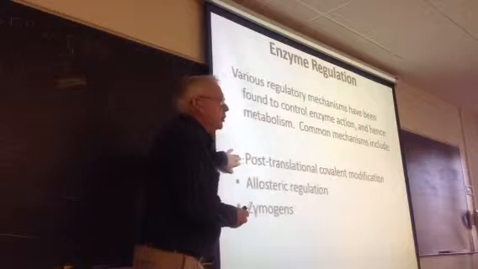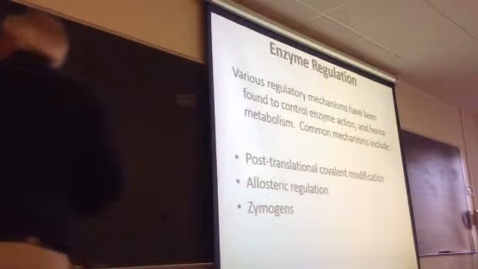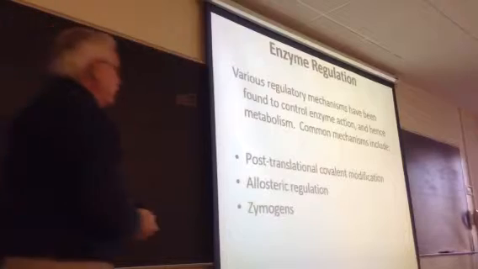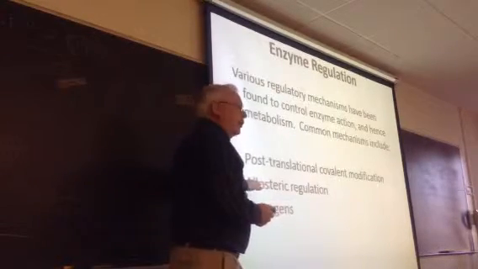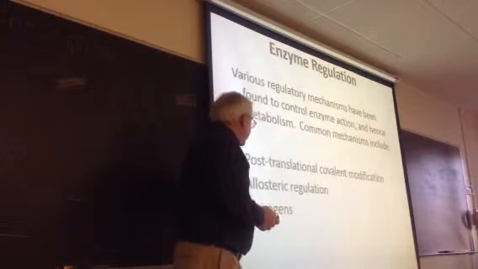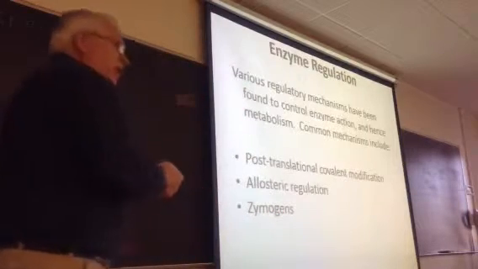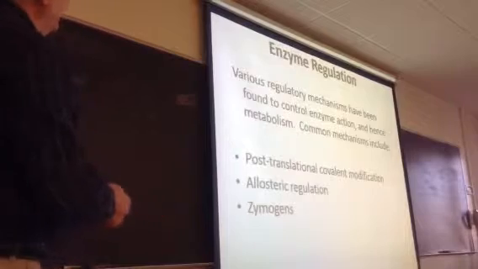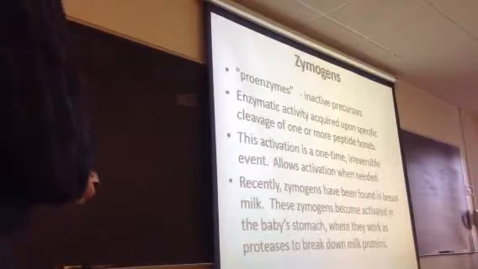Post-translational modification is where something comes in and puts a group on the enzyme, like a phosphate group, covalently attached to either activate or inhibit the enzyme. And then some enzymes are activated in a special one-time way. They're called zymogens. And let's start with the zymogens.